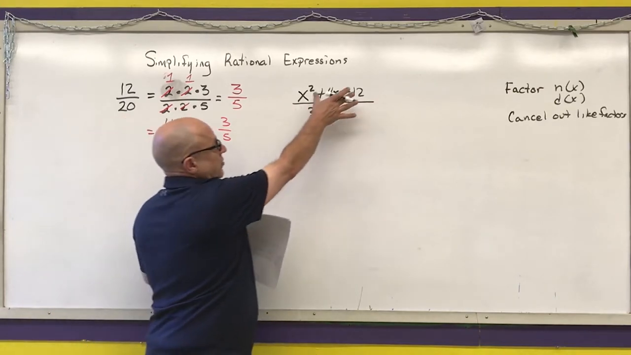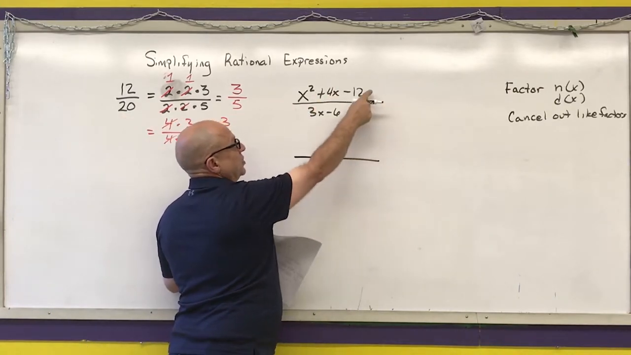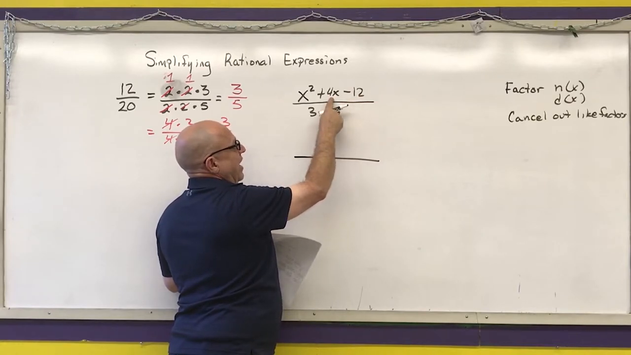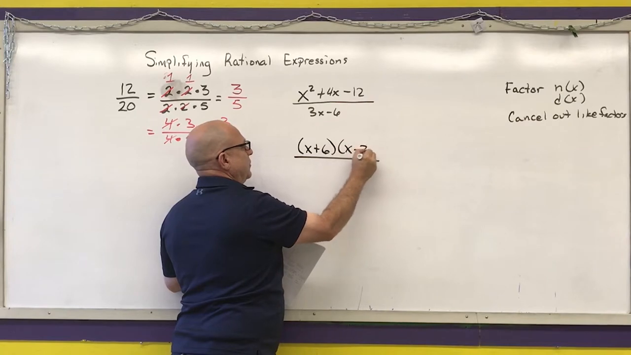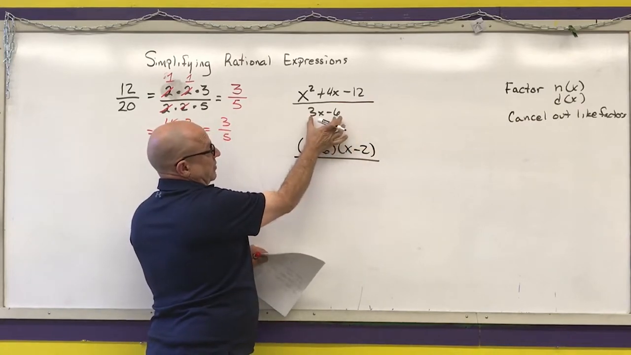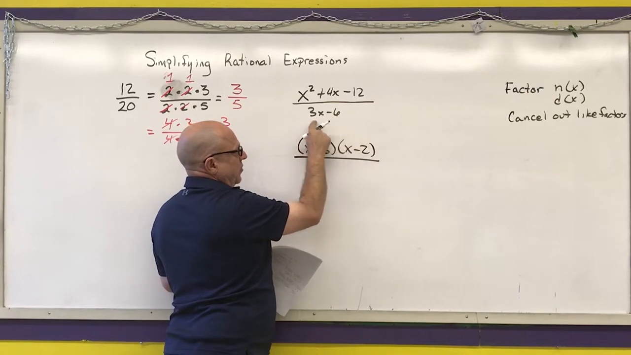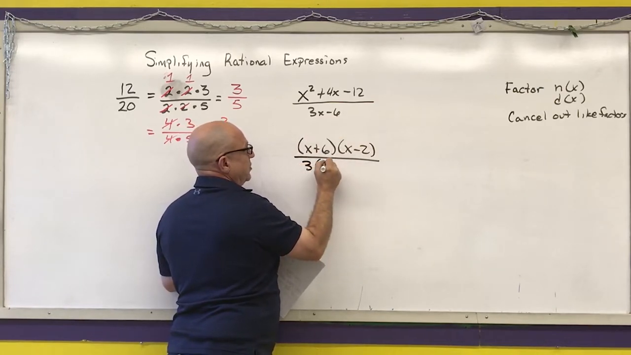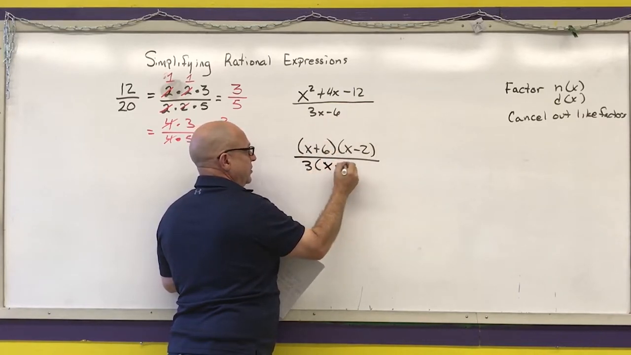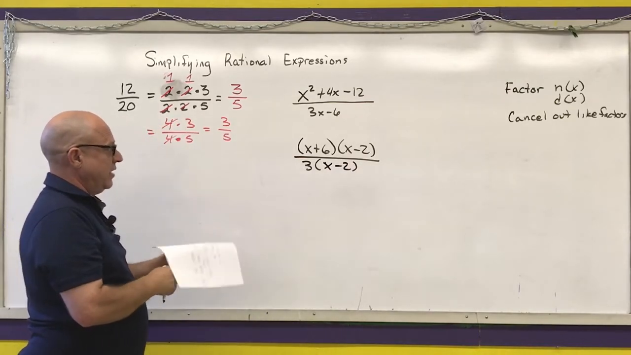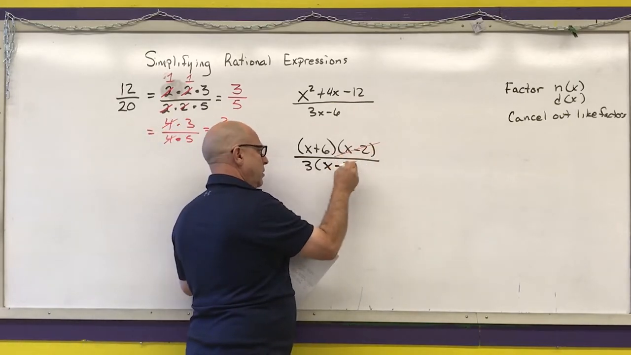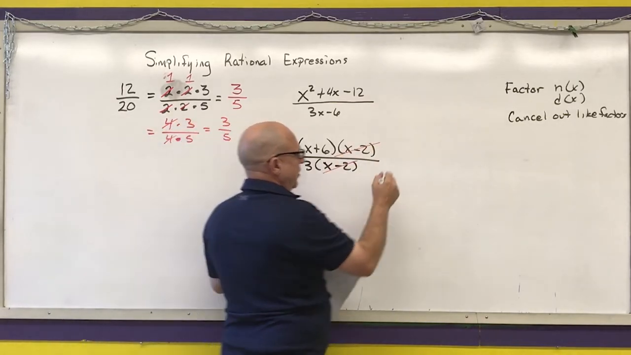So step one is to factor the numerator. Two numbers that multiply to negative 12 that add to 4, and that would be a positive 6 and a negative 2. So I'd have x plus 6 times x minus 2. Then I want to factor out the greatest common factor here. Well, I have a 3 that I can pull out of both terms. And that would be 3 times 3x divided by 3 is x. Negative 6 divided by 3 is minus 2. Now I want to cancel out my like factors. Well, my like factors are the x minus 2. But I need to remember that. We're going to see where that comes into play.